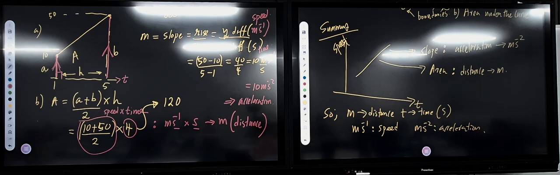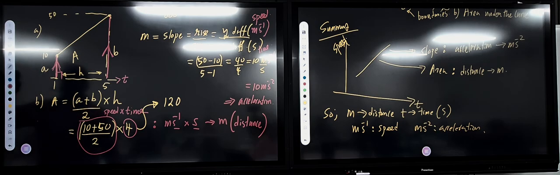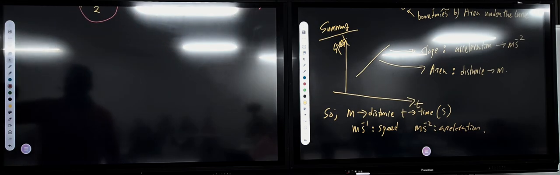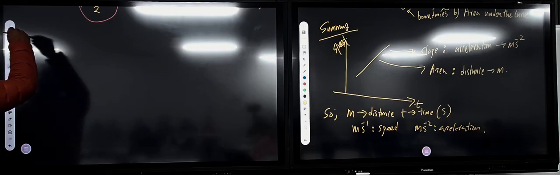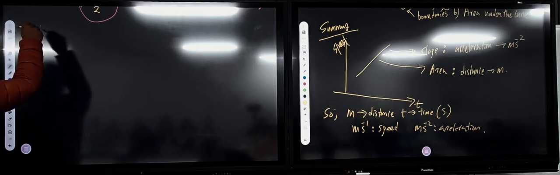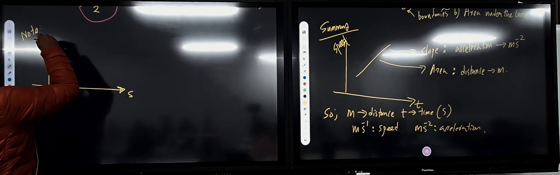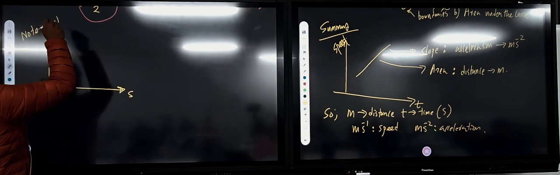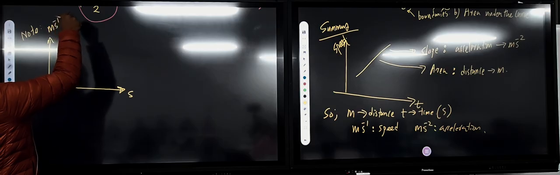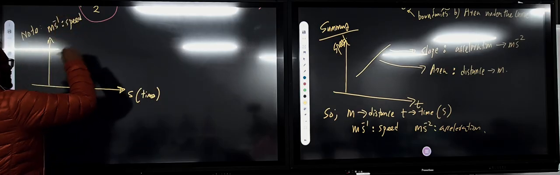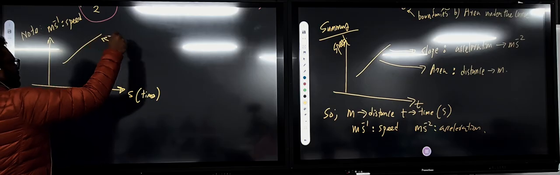We are looking at the slope. Okay, let me revise you again. You do this question. This is seconds. This is ms minus 1. This is speed. This is time. I have a line like this. Find the slope.